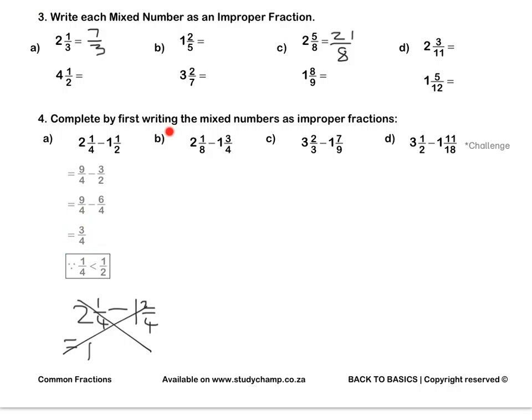Let's do question B together. Get out your pens to do so. We're going to rewrite both as improper fractions. So the first answer is 17/8 minus 7/4. Now we have 8s and quarters. The LCD is 8. So we leave that one. Over here we times the bottom by 2. So we times the top by 2. And once we have minused, our final answer is 3/8.